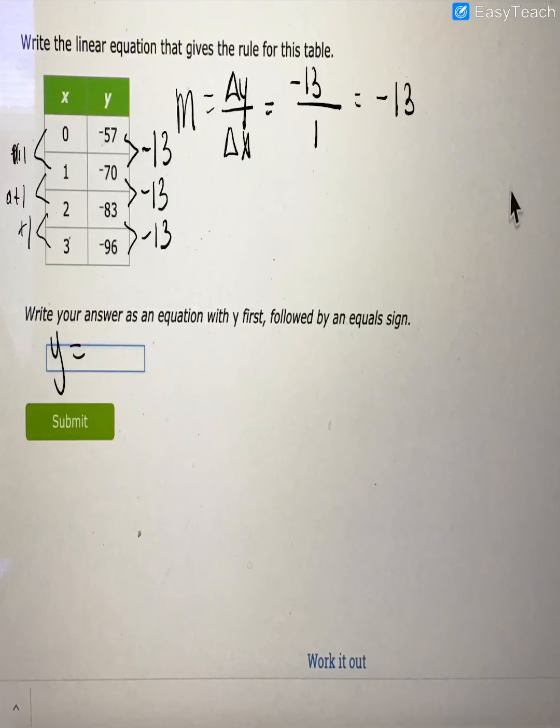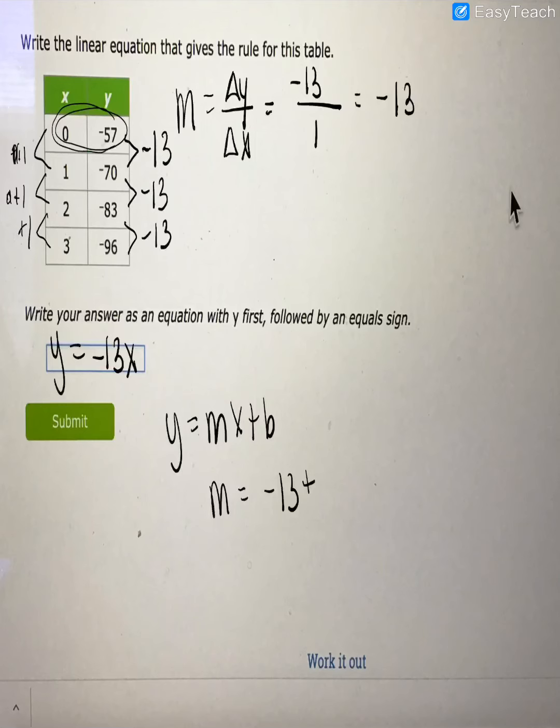So we know that our m is negative 13, so we're going to put our x there, because we have y equals mx plus b, and our m is negative 13. And now we're going to add it to our starting point. And our starting point is when x equals 0. So what is y when x equals 0? And it gives it to us, it's negative 57.